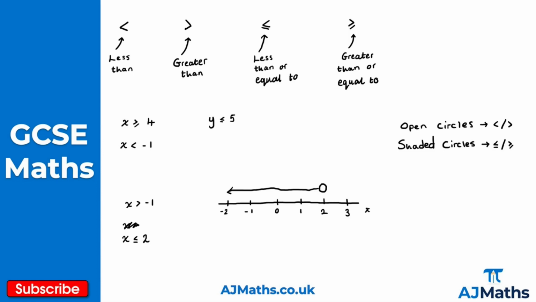Now we need to decide whether we shade this circle. Because my inequality now includes this 2 here, we need to shade the circle. So shade this in here, and there we have it. That represents the inequality of x being less than or equal to 2. And there we have it. So that's everything we need for our introduction to inequalities. That brings us to the end of this video. In the next video, we're going to take a look at solving inequalities.